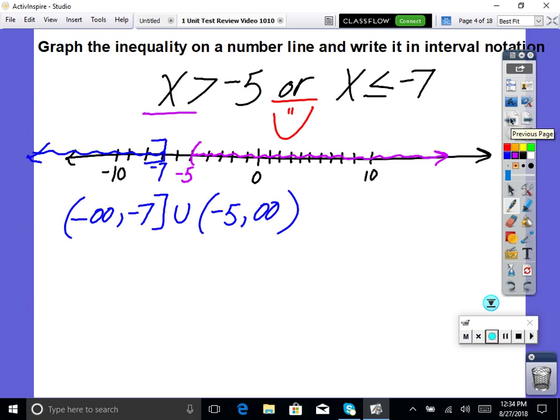So guys, if this one would have been "and", it would have been the intersection. So there, look, notice there's no intersection. So if that was true, we would say no solution if it was "and", because they never intersect.